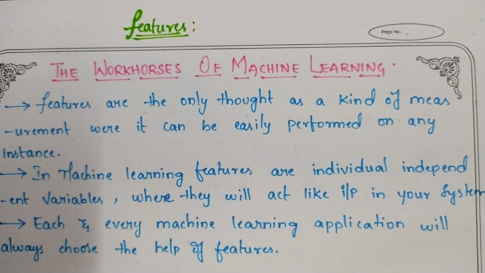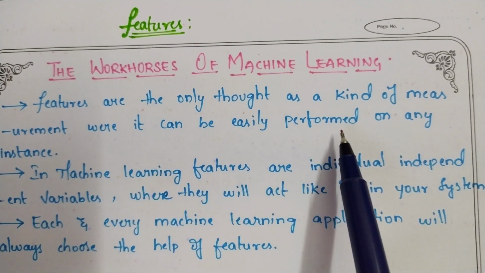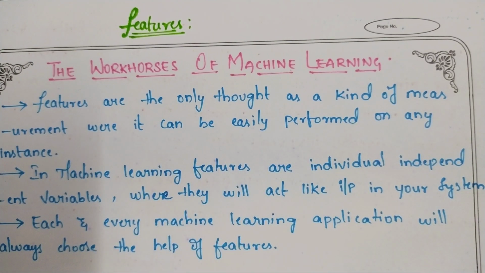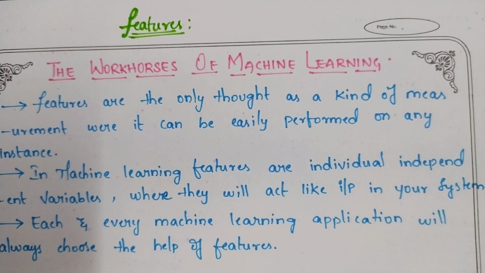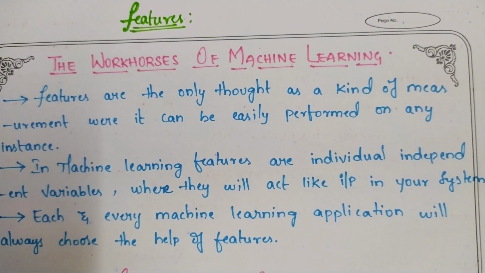Only features will define the rate of success of machine learning applications, because features are thought of as a kind of measurement that can be easily performed on any instance. In machine learning, features are individual independent variables that act as input to our system. And each and every machine learning application will always take the help of features. Now, why does each and every machine learning application choose the help of features? What is the importance behind that?